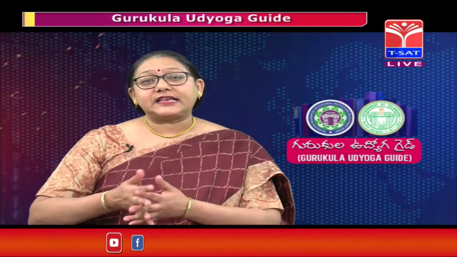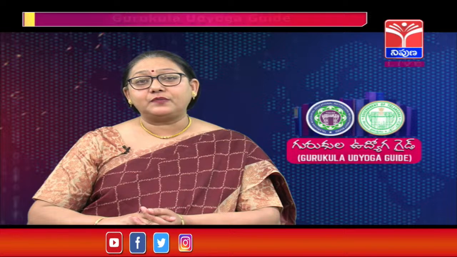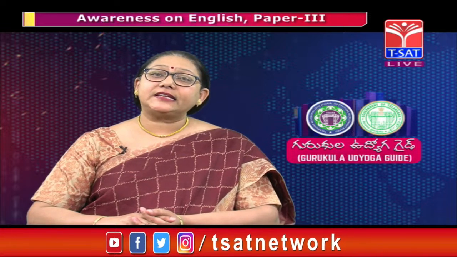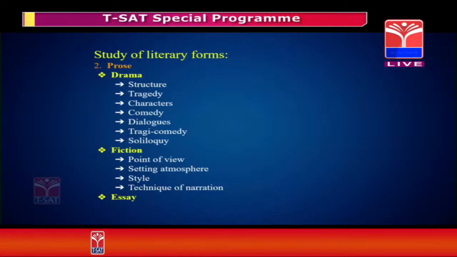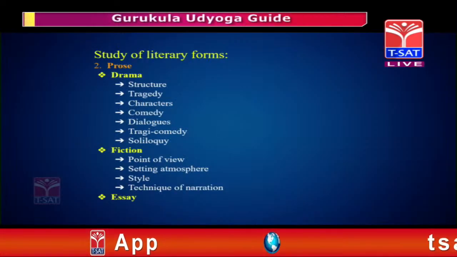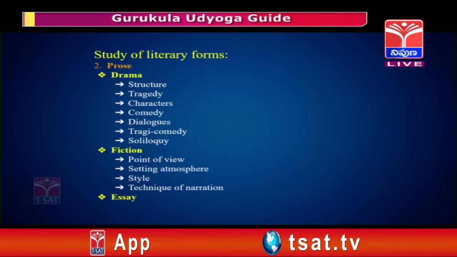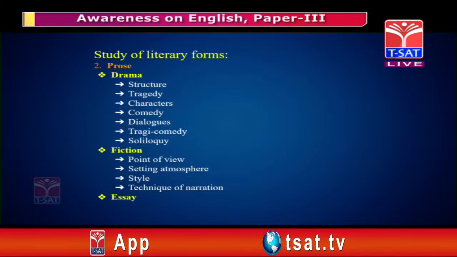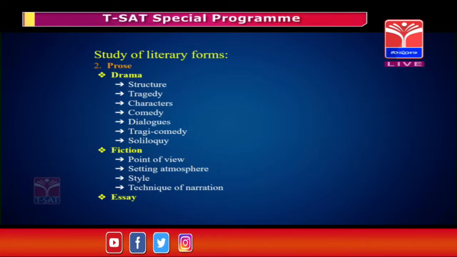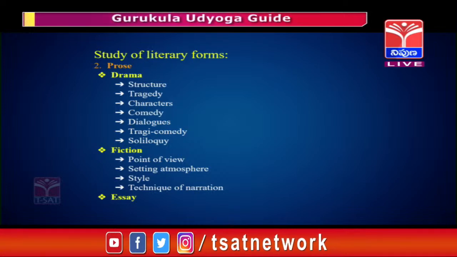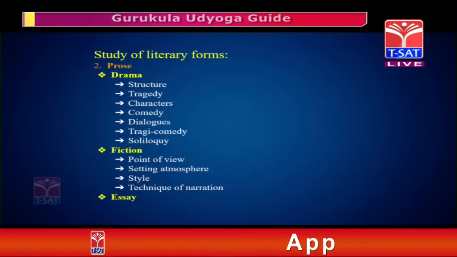Now the second section here, when we are looking at the literary forms, is prose, and prose again is divided into drama, fiction and essay. When you are studying drama, these are some of the things that you need to look at. The structure of a play. What is the structure? Now if you look at Aristotle's Poetics, if you look at the classic structures, you will see that usually it has a 5-part structure.